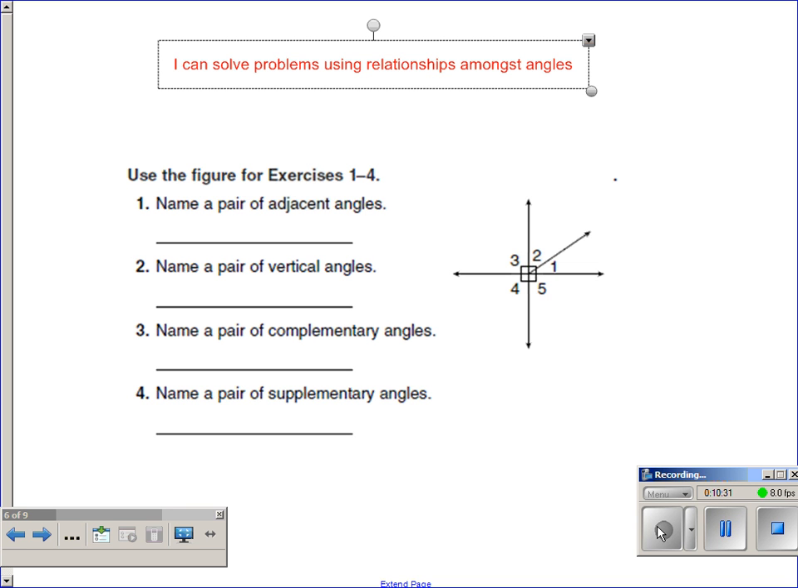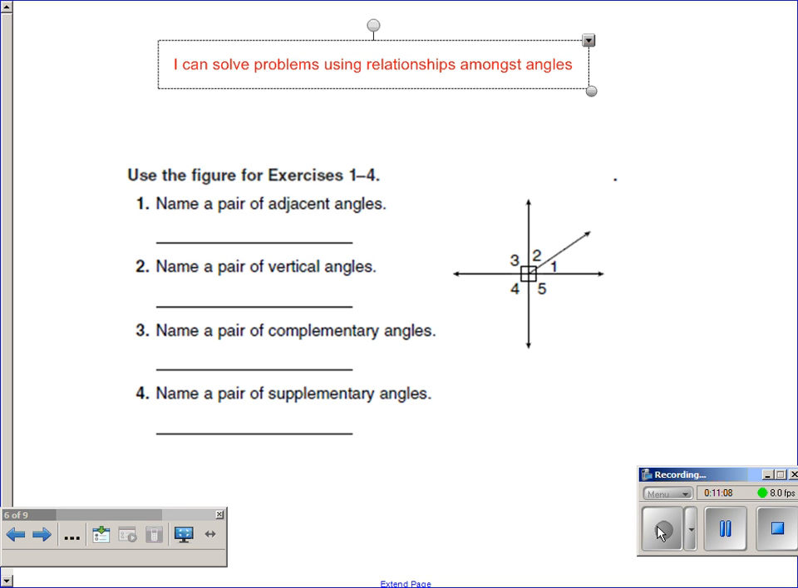For example, the adjacent angles. There's a bunch of different pairs of adjacent angles. Okay, I'll start off with adjacent angles that are complementary. Angles 1 and 2 are right next to each other. Okay, they would be considered adjacent angles. Okay, we have adjacent angles between 3 and 4. They're adjacent. 4 and 5 are adjacent. Okay, 3 and 2 are adjacent.